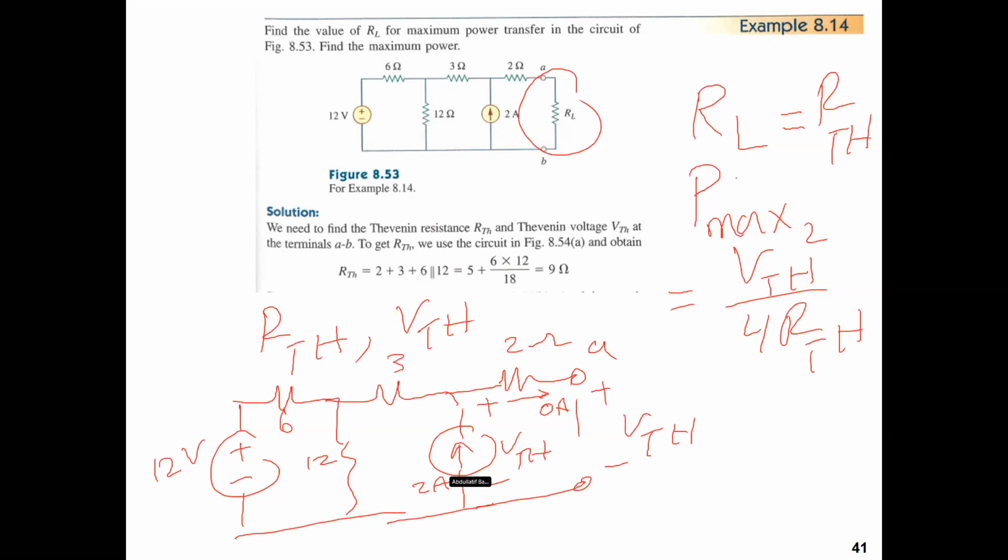Again, whatever technique we use, node analysis, mesh analysis, or source transformation, it looks like mesh analysis is much easier. So this is I1, and this is I2.